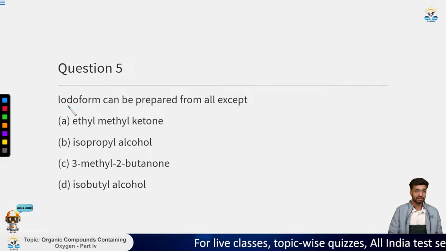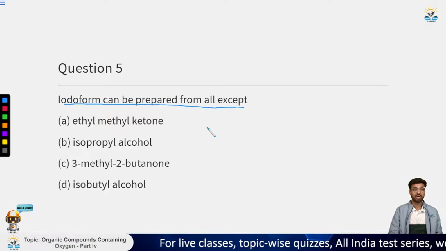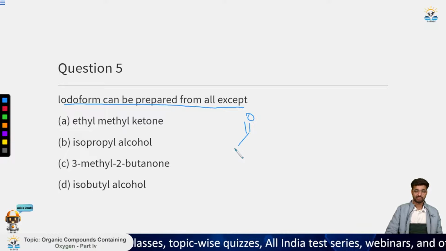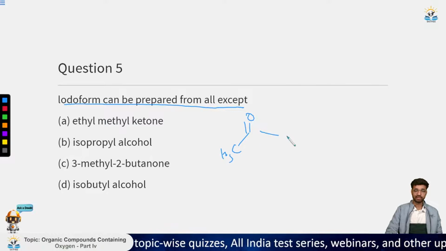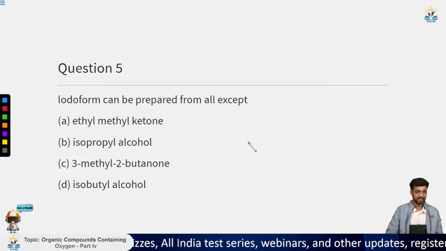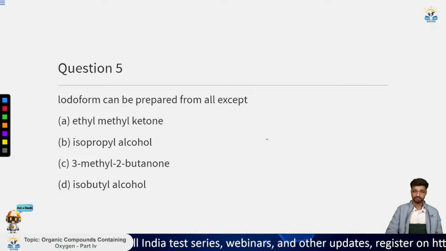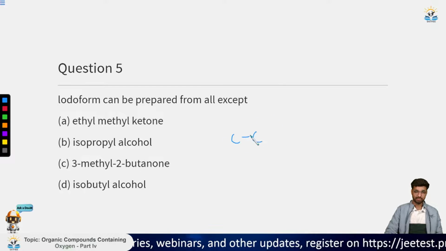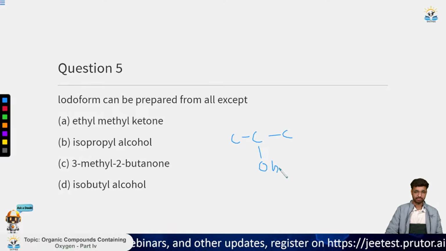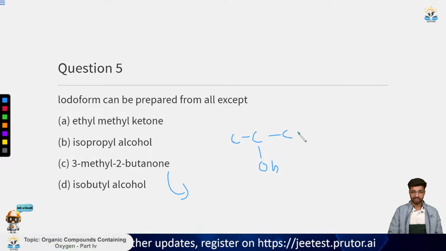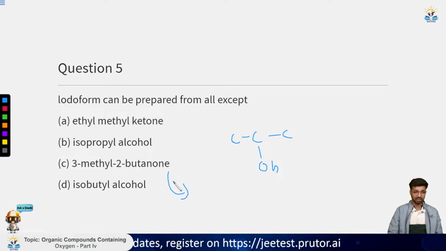Now next question number 5. Iodoform can be prepared from all except. So which can give iodoform? This is ethyl methyl ketone. It will look like this. It has CH3CO, so it will give you the reaction. Isopropyl alcohol looks like this. Methane, ethane, propane, then 2-methyl. It does not have CH3CO group, but let us see other reactions first of all.